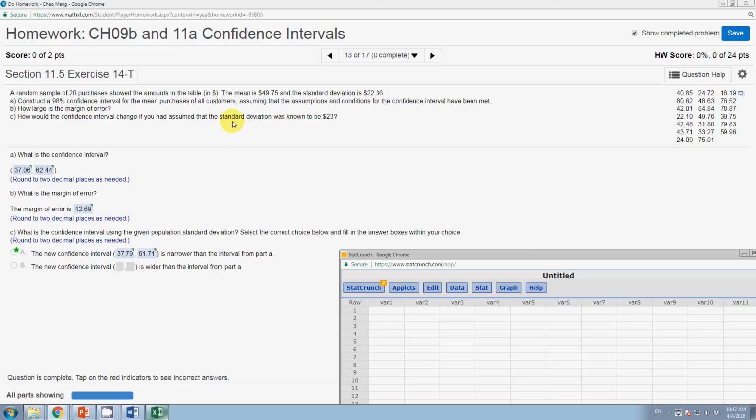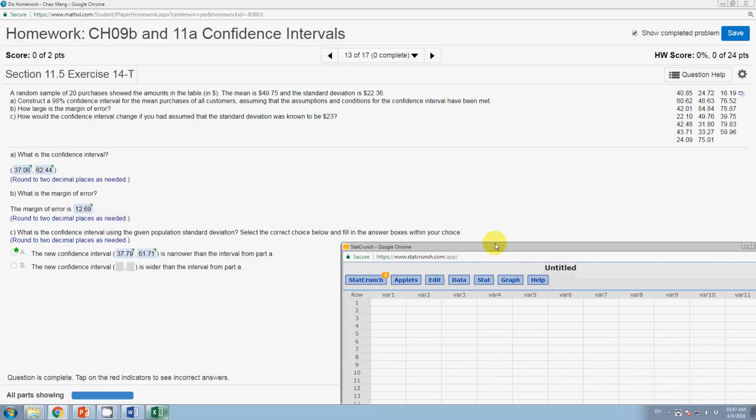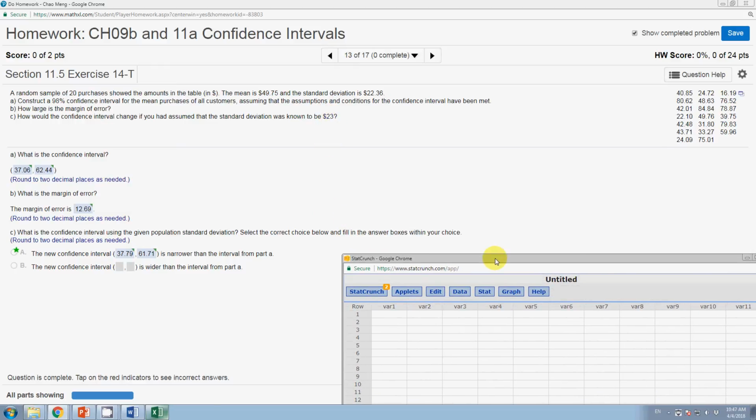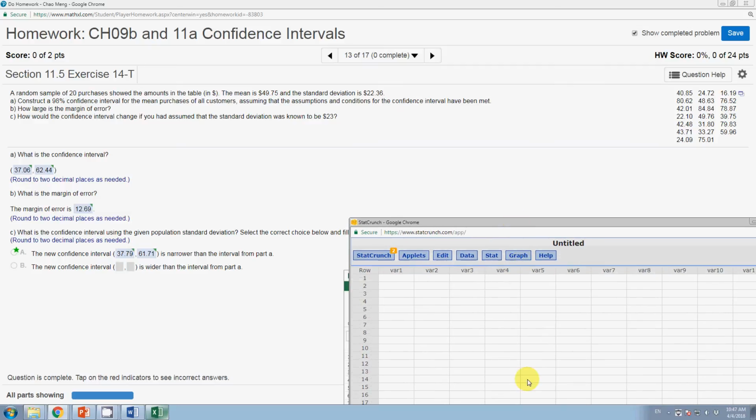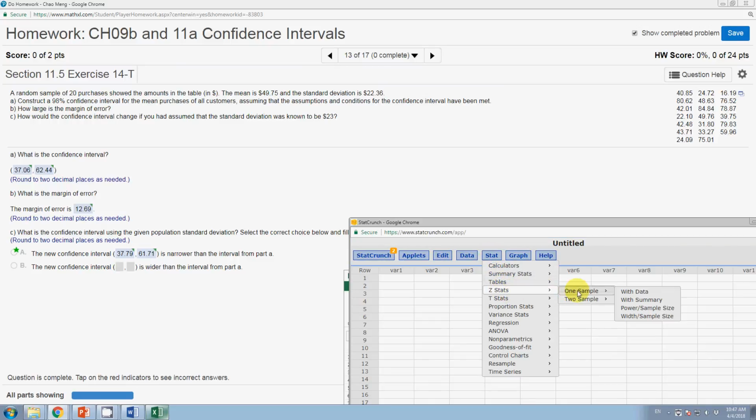Okay, that's the next question. So what if we are given the population standard deviation? What if the population standard deviation is 23? Then in that case, we are going to use the z-test. So let's go to Stat, Z-stats, One Sample with Summary.